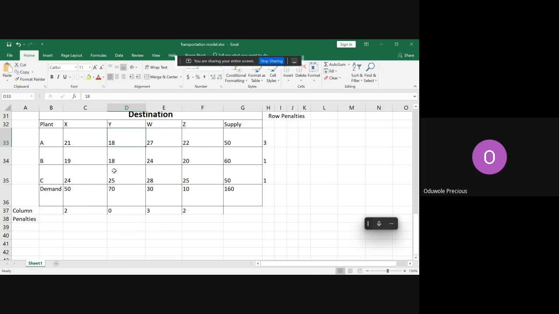So what is the demand for 18? 70. What is the supply that we have? 50. So we'll give them that 50 first.